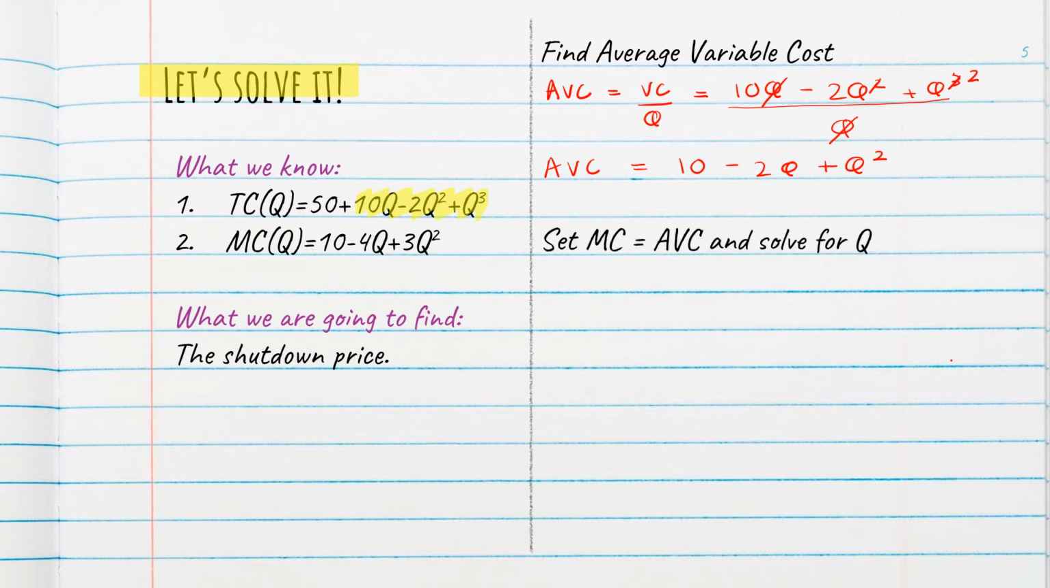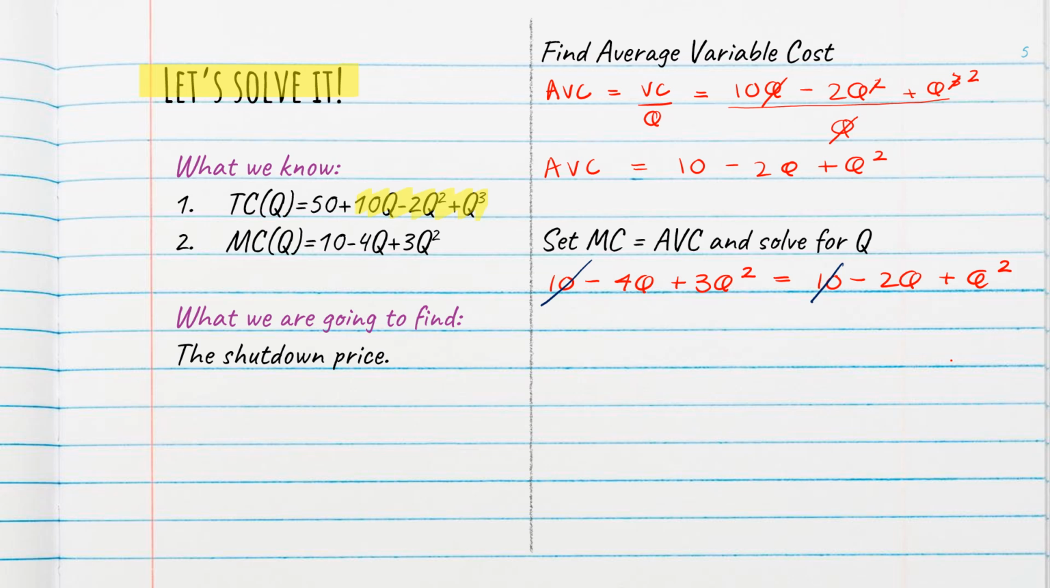Once I have that average variable cost, I take my marginal cost, I set it equal to average variable cost, and this is going to allow me to solve for the Q that minimizes the average variable cost curve. So I have 10 minus 4Q plus 3Q squared is equal to 10 minus 2Q plus Q squared. Typically in these sorts of questions, there's going to be quite a lot of canceling and collecting of like terms. So the first thing I'm going to notice is that the 10s cancel. I can subtract 10 from both sides.